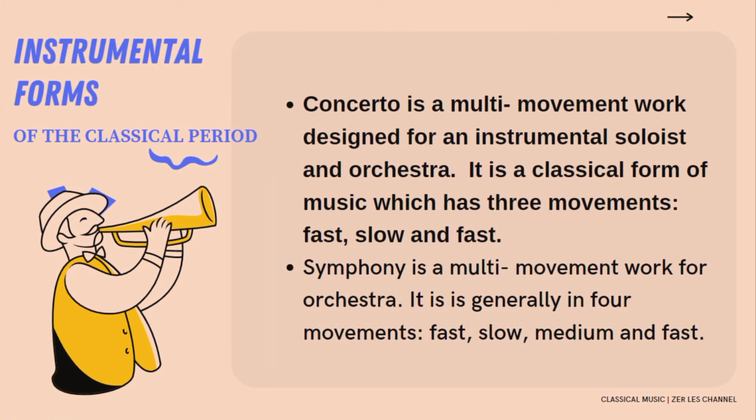Third instrumental form of the classical period is the concerto. Concerto is a multi-movement work designed for an instrumental soloist and orchestra. It is a classical form of music which has 3 movements: fast, slow, and fast. The fourth one is symphony. Symphony is a multi-movement work for orchestra. It is generally in 4 movements, namely fast, slow, medium, and fast.